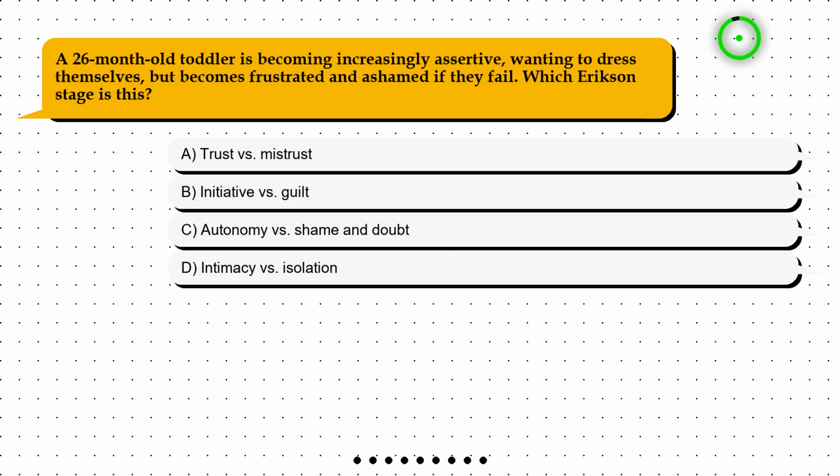Question 6. A 26-month-old toddler is becoming increasingly assertive, wanting to dress themselves, but becomes frustrated and ashamed if they fail. Which Erikson stage is this? Option A, trust versus mistrust. Option B, initiative versus guilt. Option C, autonomy versus shame and doubt. Option D, intimacy versus isolation.